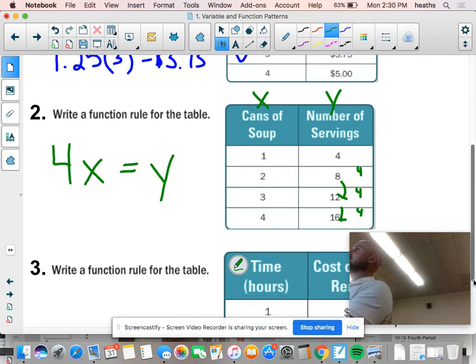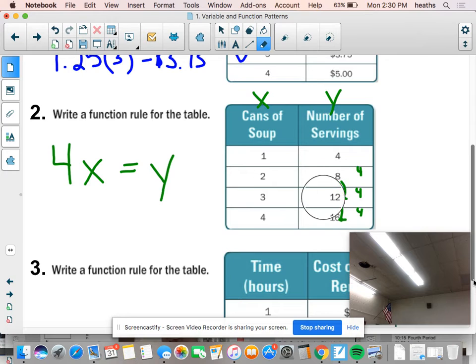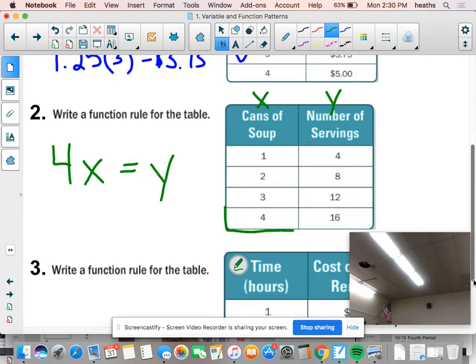So 4 times the number of cans of soup will equal your Y, or the number of servings. So let's test it out. I'm not going to do all of these, but let's just plug in this one here. Let's try our function rule out and see if it matches what I just surrounded in green over there.